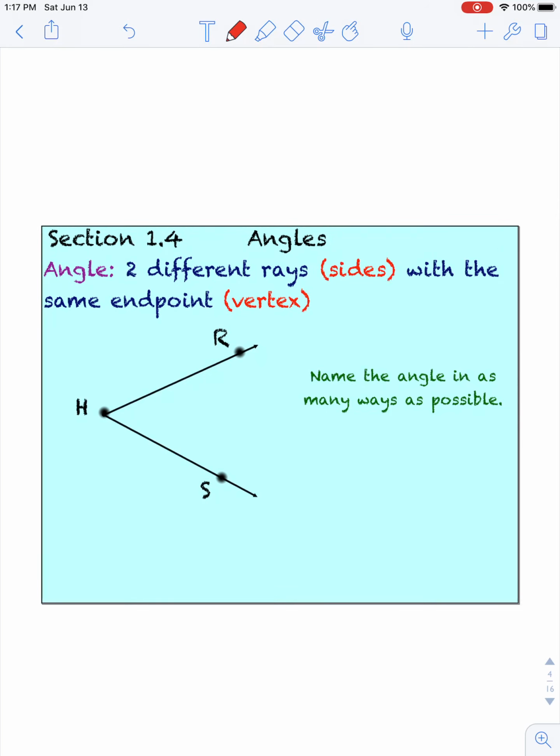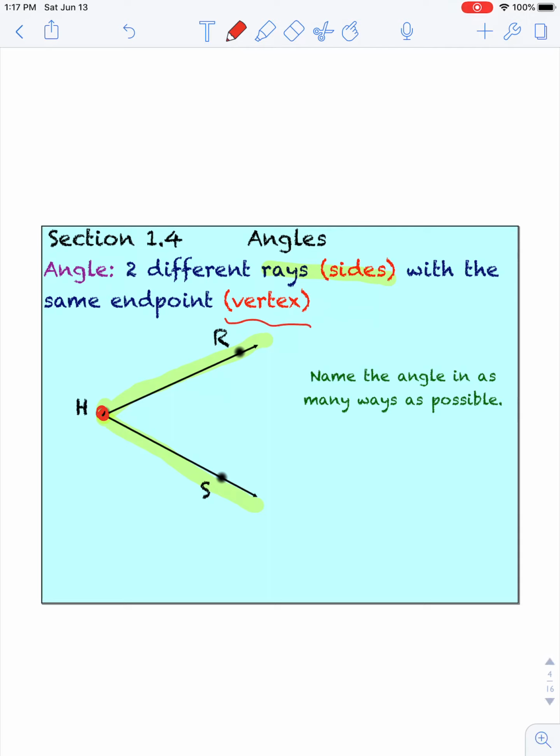So first, let's define an angle. So you already know what an angle is and you're familiar with it, but the formal definition is an angle is two different rays. So we have this ray right here, HR, and we have this ray right here, HS, and those two rays, which are the sides of the angle, they have the same endpoint. And that endpoint right there is called the vertex.